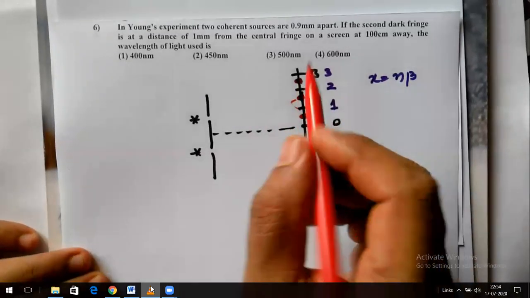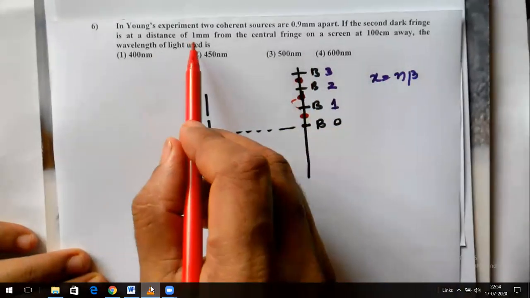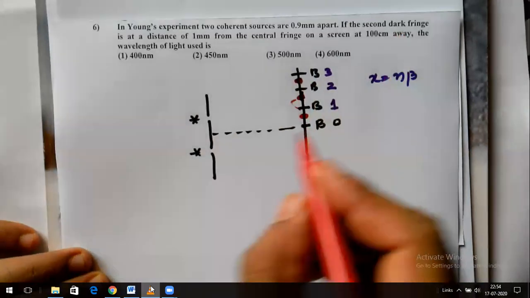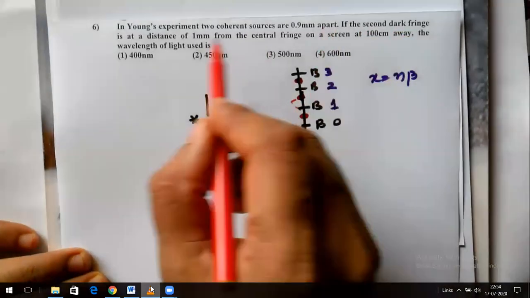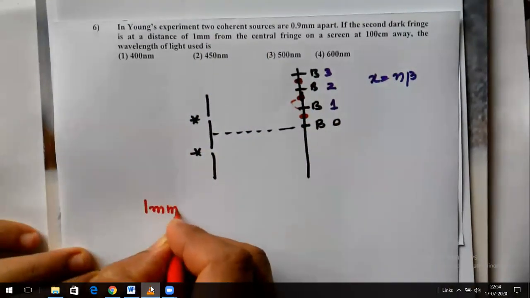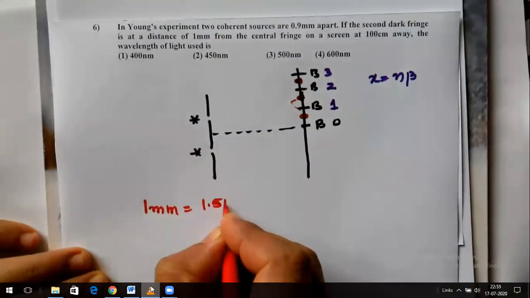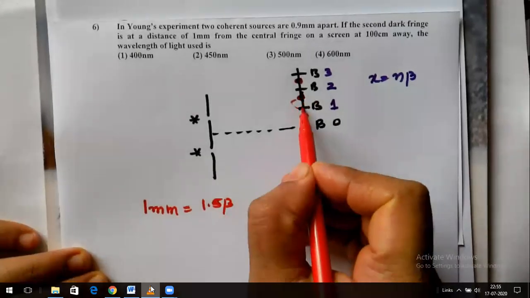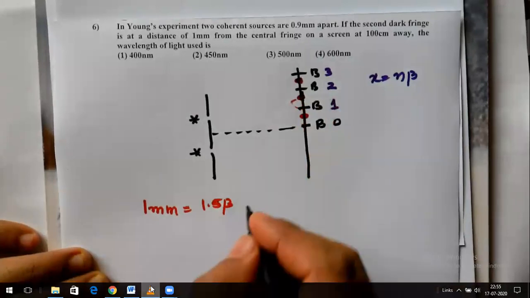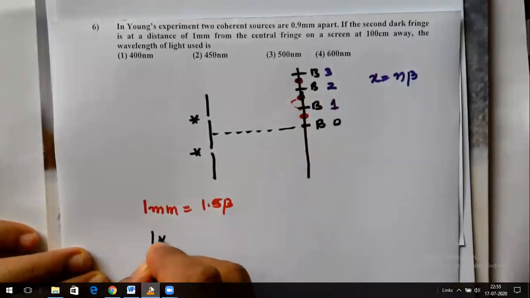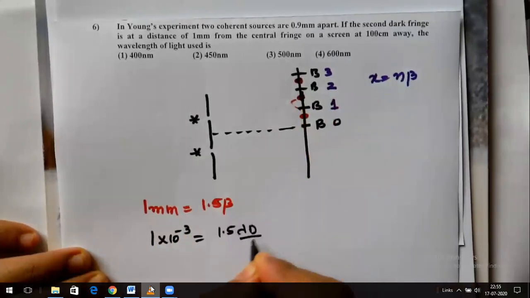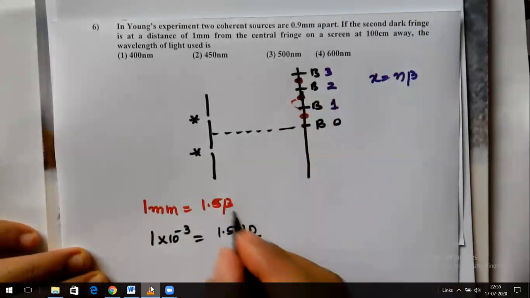In the same way, the distance of the second dark fringe is 1.5 beta. The distance is given: the second dark fringe is at a distance of 1 millimeter. So 1 millimeter is equal to 1.5 beta, because the second dark fringe is situated at 1.5 beta. So I can write 1 into 10 to the power minus 3 is equal to 1.5 lambda D by d. That is the formula for fringe width beta.